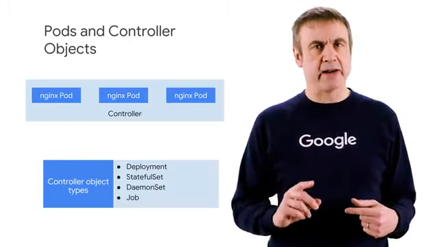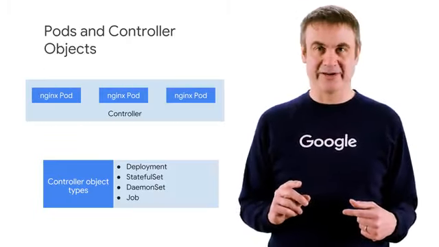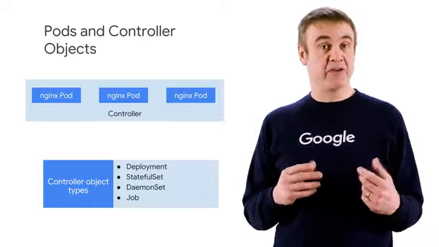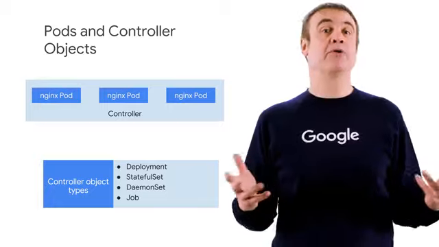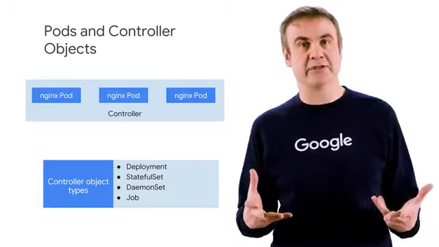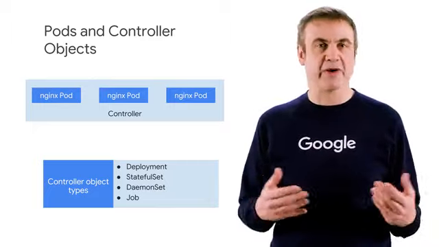We can instead declare a controller object whose job is to manage the state of the pods. Some examples of these objects: deployments, stateful sets, daemon sets, and jobs. We'll meet all of these in our specialization.